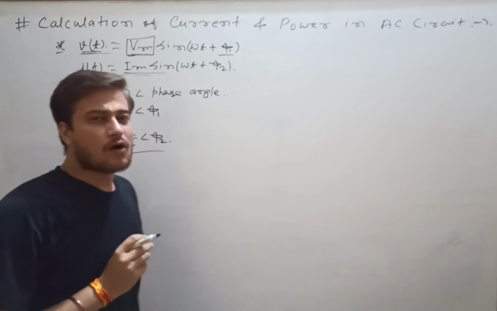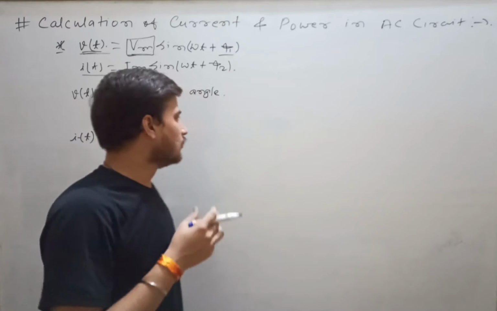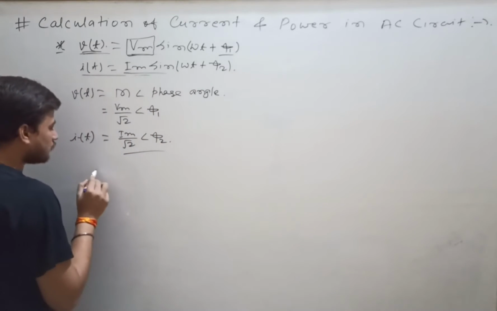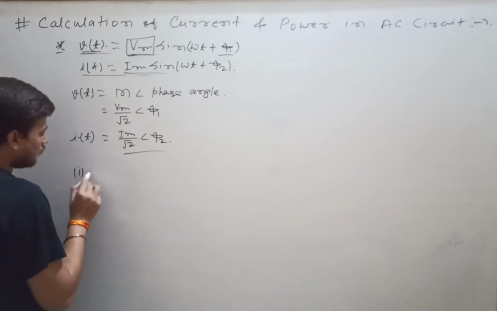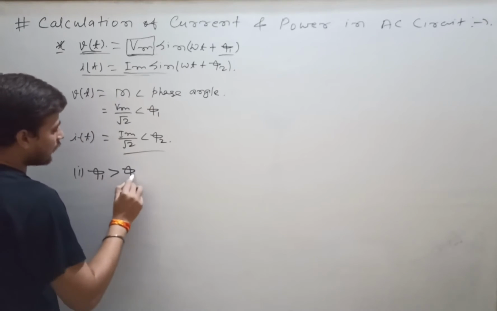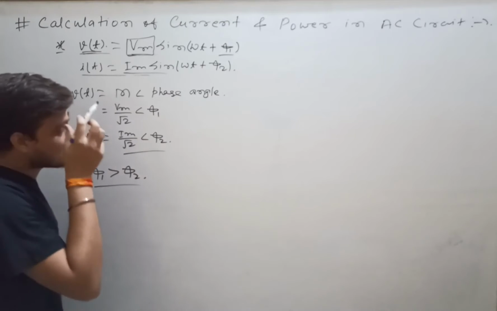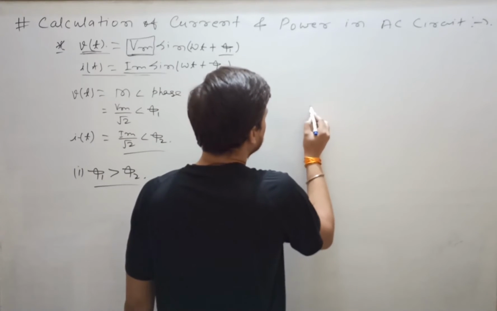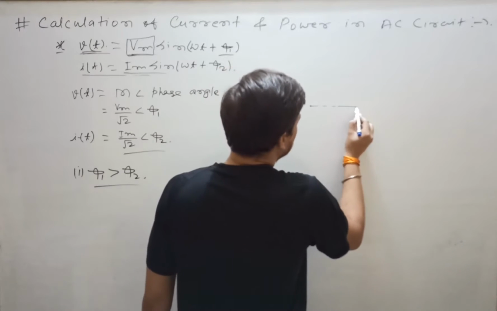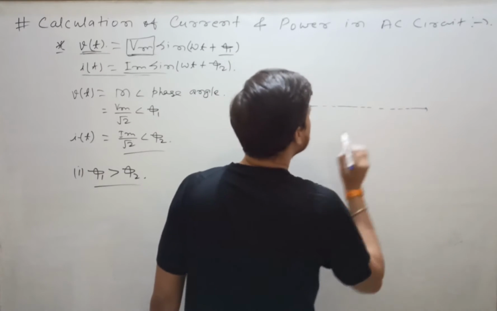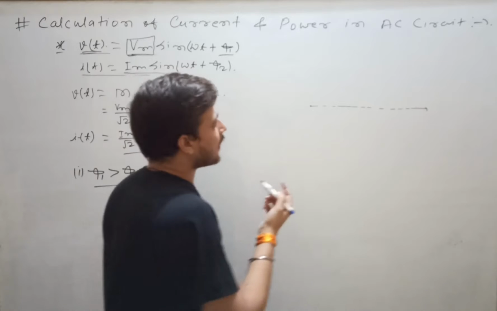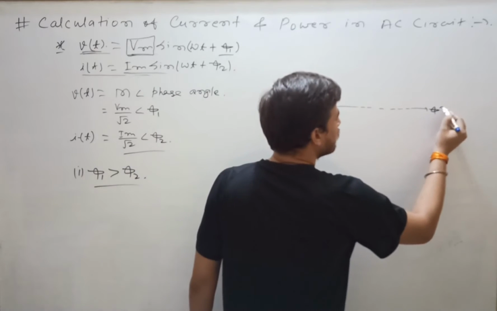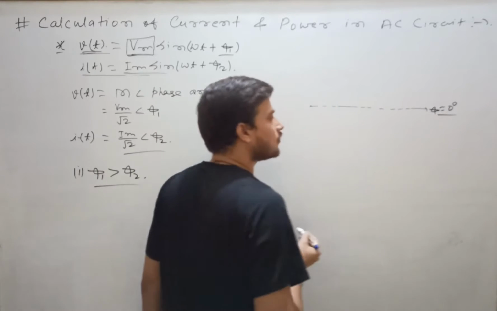Now we don't know about phi 1 and phi 2, but let us assume. The first case is phi 1 is greater than phi 2. Then we have to draw the phasor diagram. So let us see. This is the horizontal axis. At this axis, phi will be equal to 0 degrees.